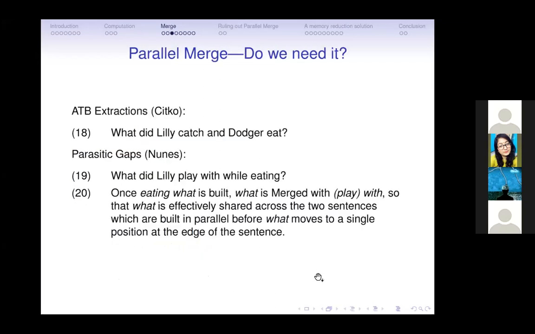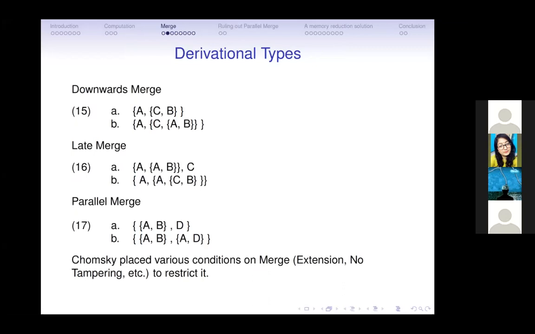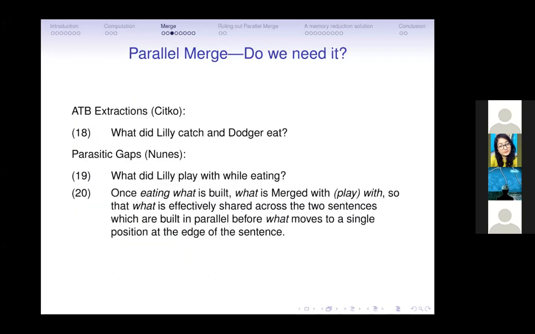Okay, so parallel merge, do we need it? Maybe these extra systems I just told you about are great. Maybe we really do need them. In fact, lots of people have argued that this is great because merge gives you loads of extra stuff and we can use that extra stuff.